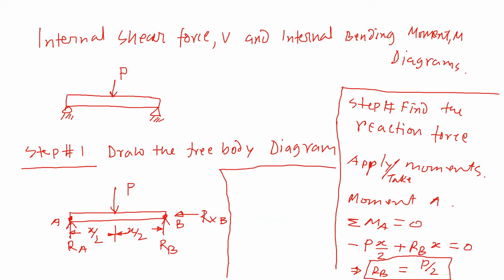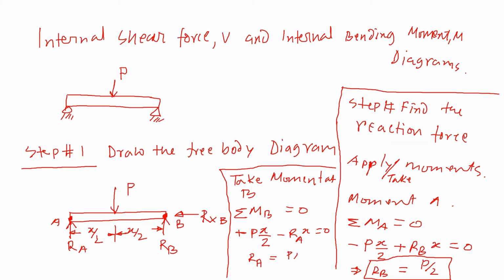Let's take moment at B. So summation of all moment at B is equal to 0. Now we are taking moment with respect to this point. So for this P force, it's gonna be anti-clockwise. So that's plus P, distance is x by 2, and then this RA would be clockwise. So that's minus RA, and the distance is x, is equal to 0. So RA is P by 2.